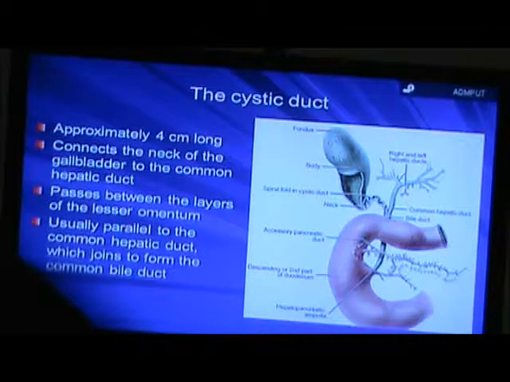The cystic duct is approximately 4 centimeters long. It connects the neck of the gallbladder to the common hepatic duct and passes between the layers of the lesser omentum. It is usually parallel to the common hepatic duct, which joins it to form the common bile duct.